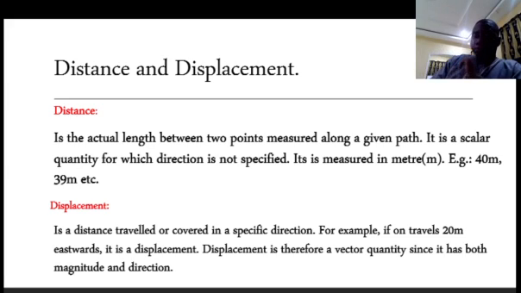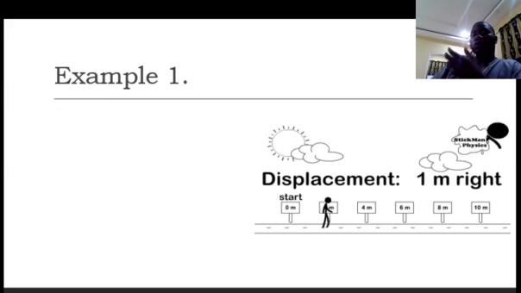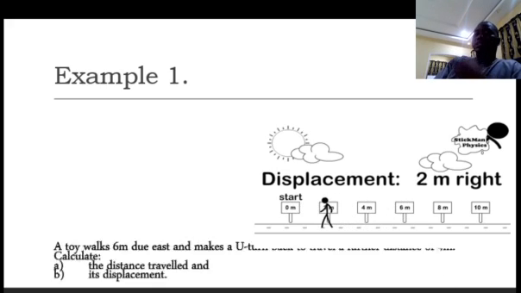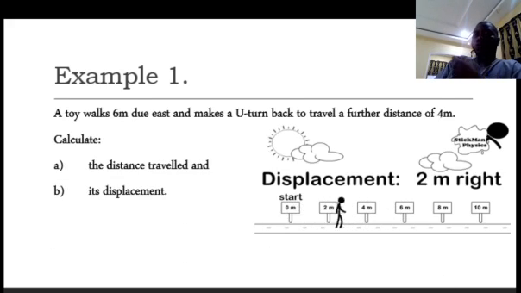Right, now let's look at some examples. Let's take the statement: a toy walks 6 meters due east and makes a U-turn back to travel a further distance of 4 meters. So the demonstration is here. You can see this toy starting from O and going 6 meters, and then it turns and comes back.